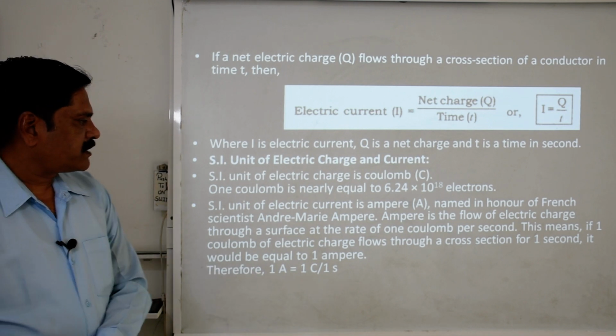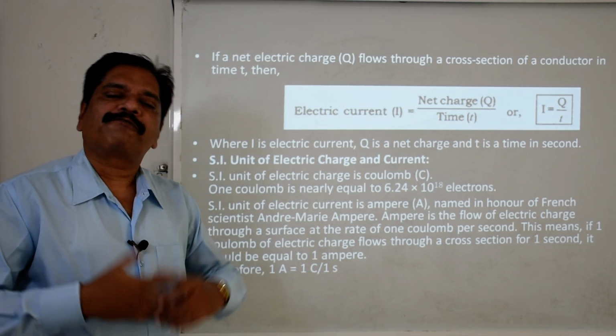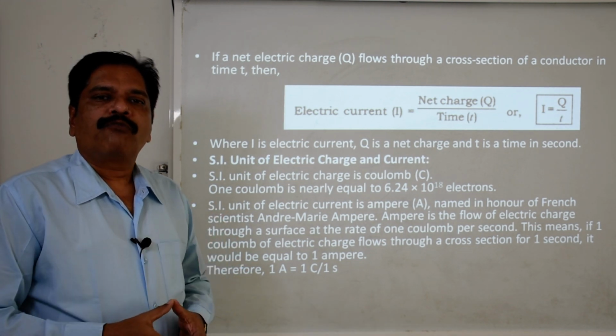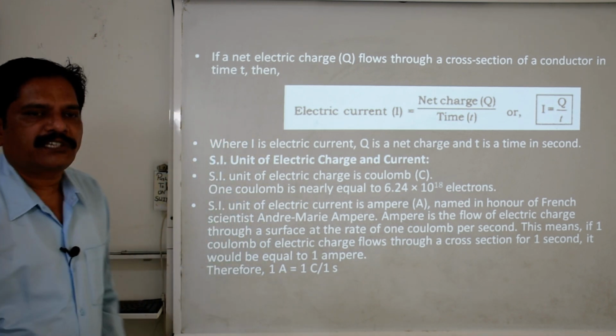And 1 ampere is equal to 1 coulomb per second. Simply, if you want to define this ampere, it is nothing special, it is just 1 coulomb per second. What is this coulomb? This is the unit of charges.